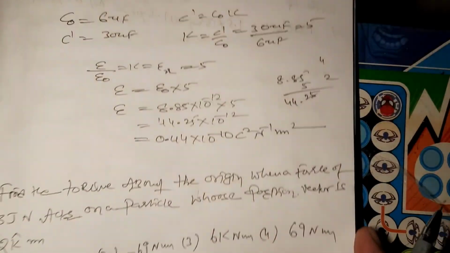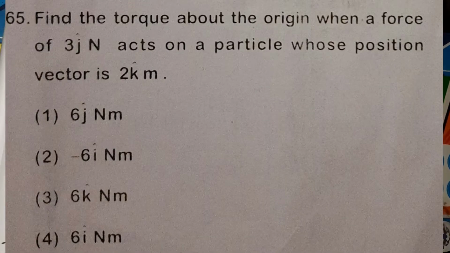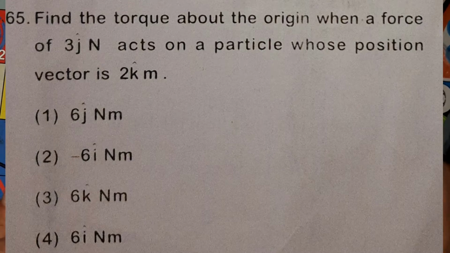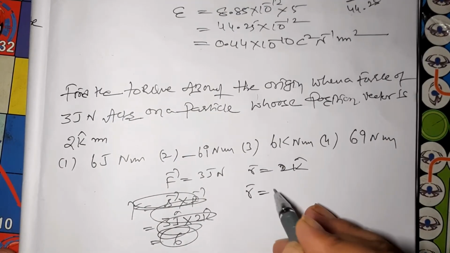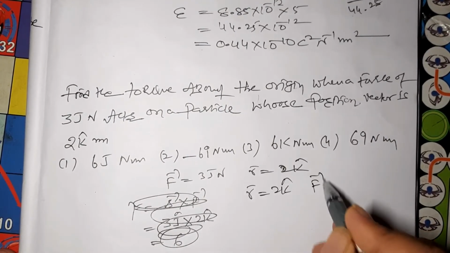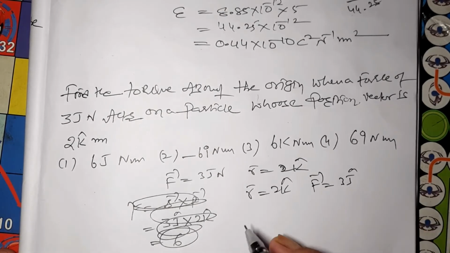Now we are going to discuss another problem. What is that problem here? Find the torque about the origin when a force of 3j Newton acts on a particle whose position vector is 2k meters. That means here r bar is equal to 2k cap, F bar is equal to 3j cap.